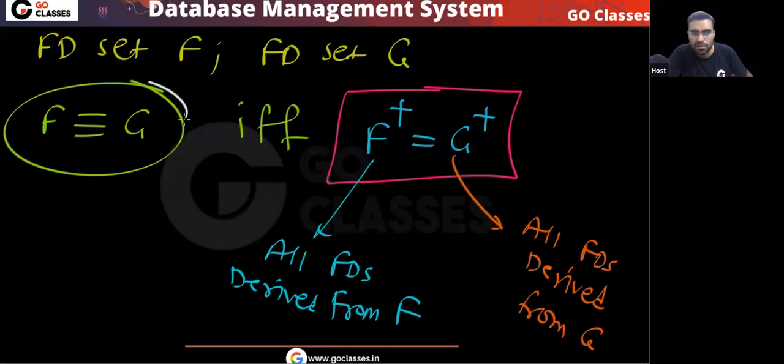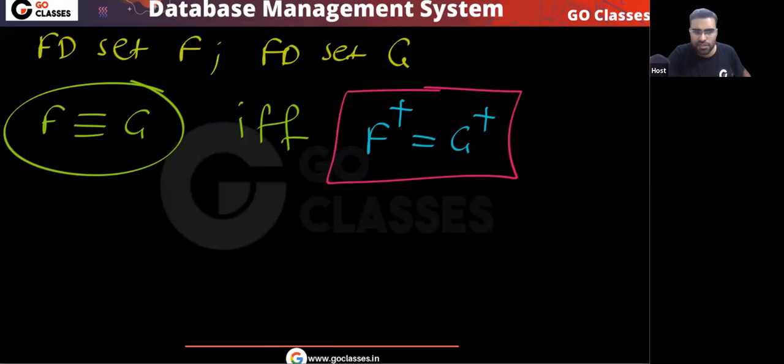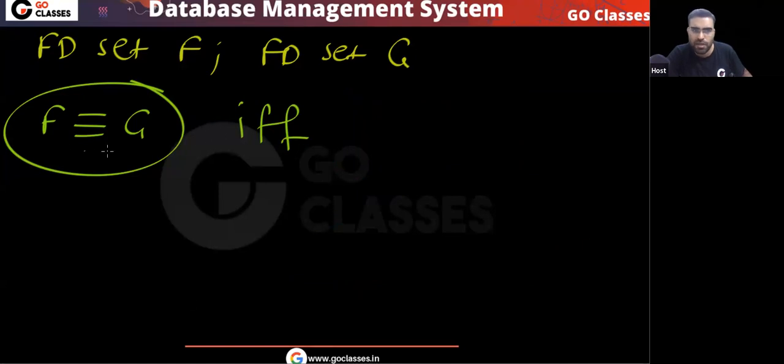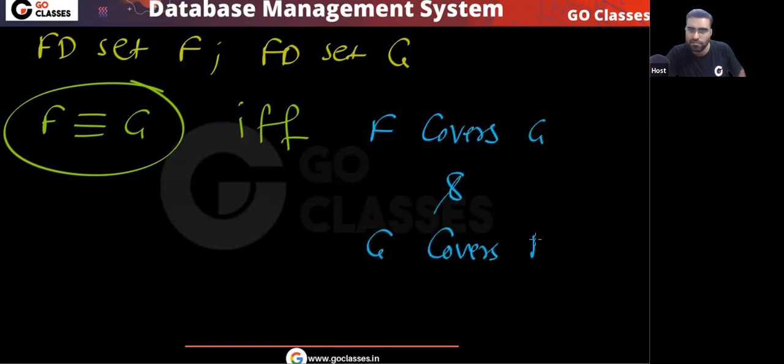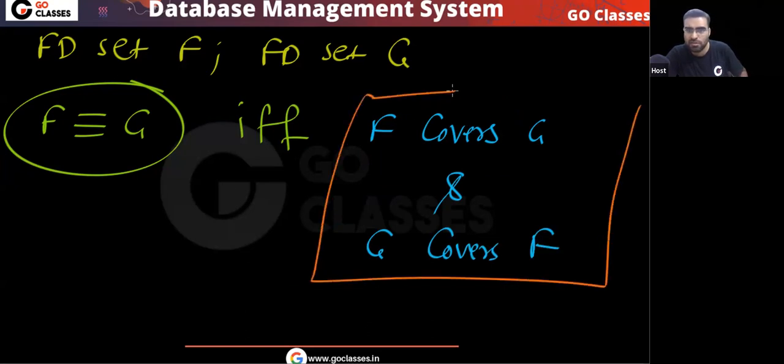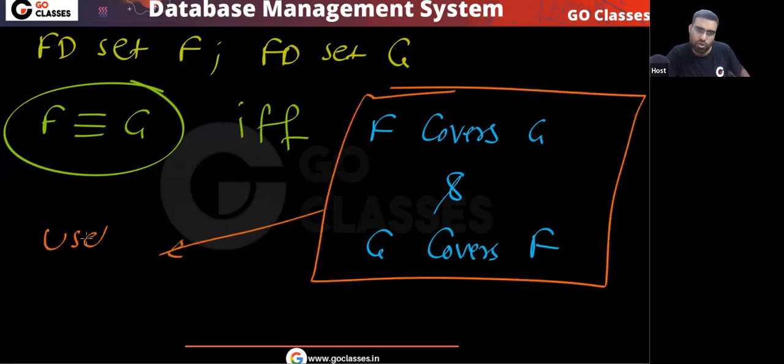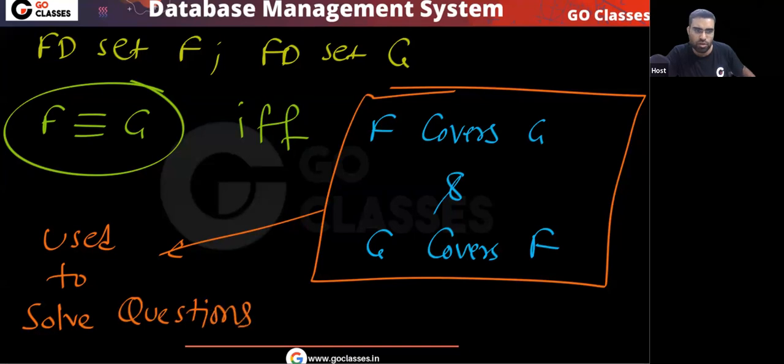So very simple: they are equivalent means that whatever F can derive, G can also derive, and whatever G can derive, F can also derive. This is your definition. What is the other definition? They are equivalent if and only if F covers G and G covers F. This is the definition we will use to solve the questions.